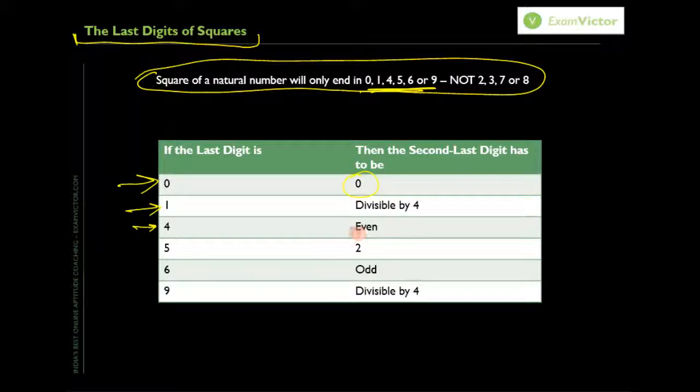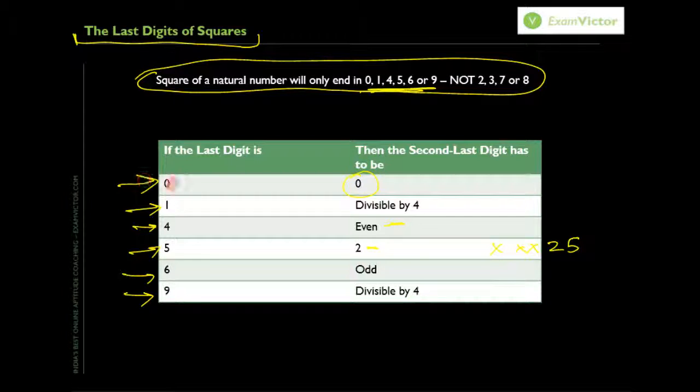If the last digit is 4, then the second last has to be even. Last digit is 5, then the second last digit has to be 2. Okay, so the last two digits have to be 2, 5. Doesn't matter what all comes before that, but the last two digits have to be 2, 5. If the last digit is 6, the second last has to be odd. The last digit is 9, second last has to be divisible by 4. Let's take examples for each of these, okay?